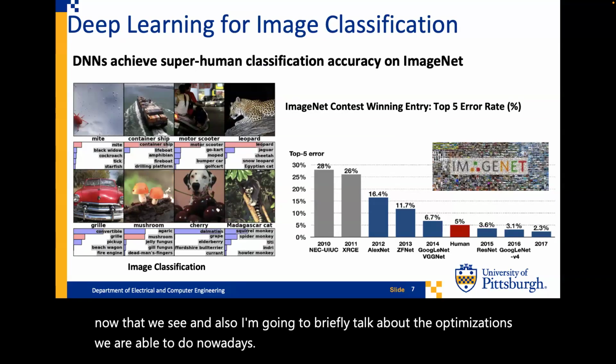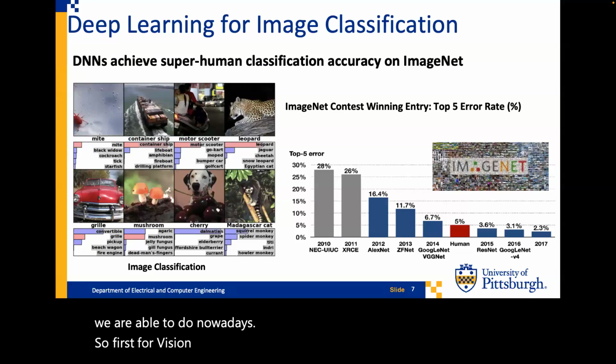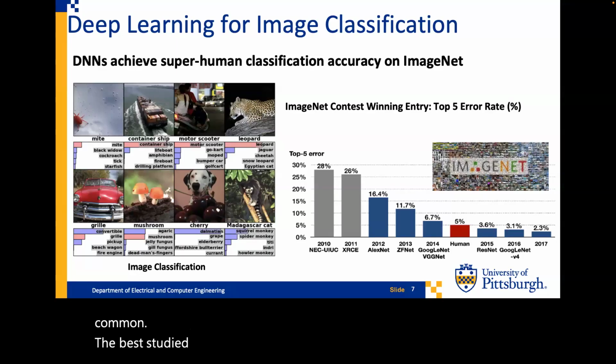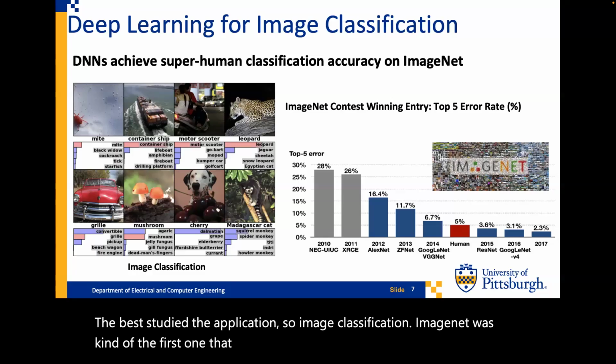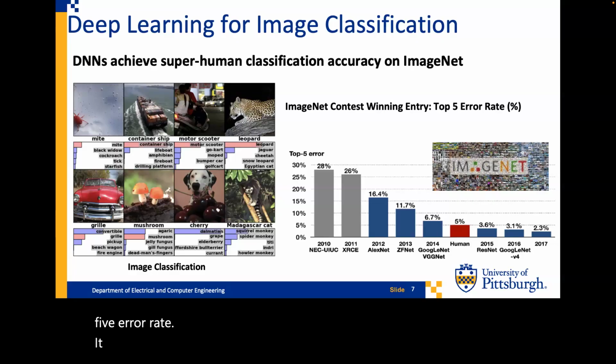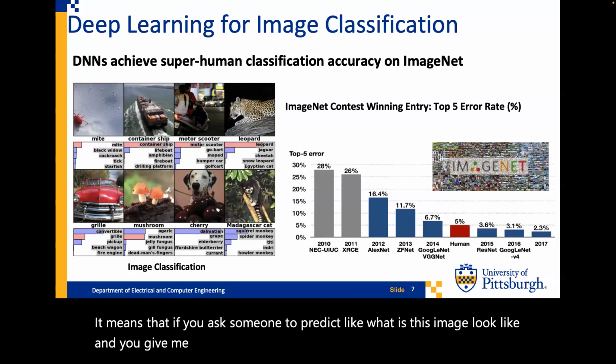So first, for vision. Deep learning for image classification has been the most common, the best, well-studied application. ImageNet was the first one that achieved superhuman performance. On ImageNet, the top 5 error for humans is about 5%. Top 5 error means that if you ask someone to predict what an image looks like, and you give them 5 options, what are the top 5 most likely outputs? This looks like a mushroom, right?